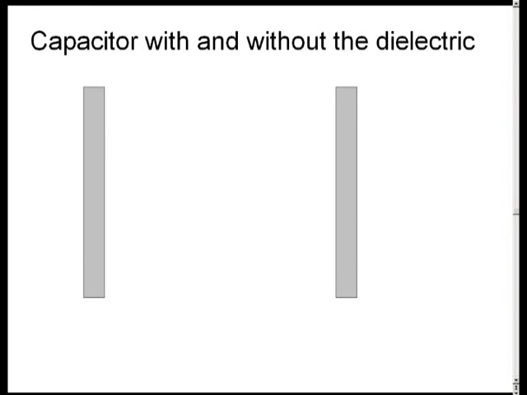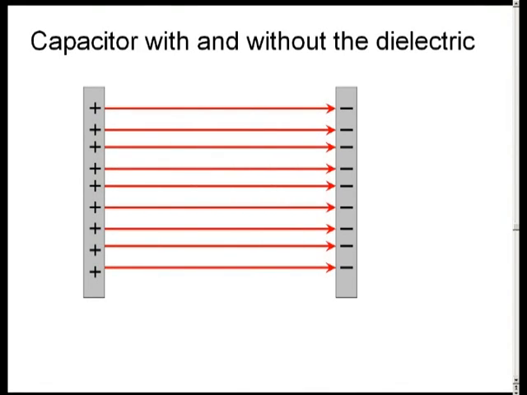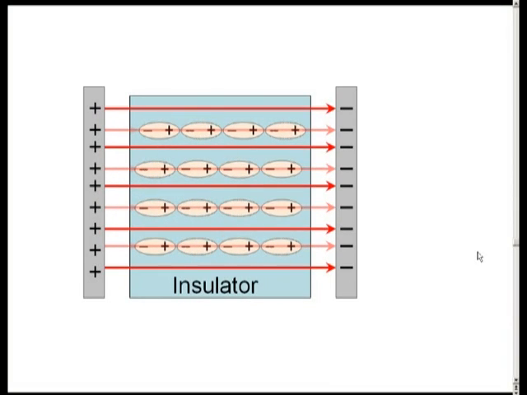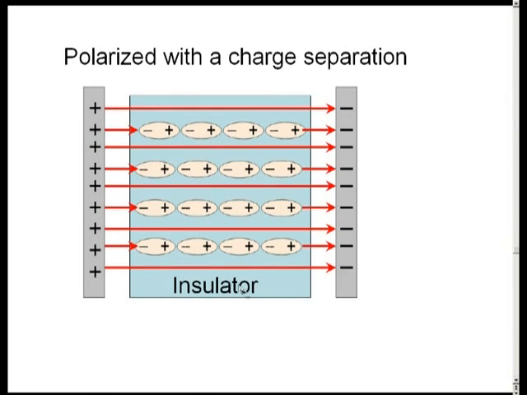So let's look at how this works. Here's a capacitor. We have our basic parallel plates. We are building up a charge on them, and in between the charges is an electric field that goes from plus to minus. When we put the dielectric inside there, the dielectric is an insulator, and that means all of the atoms are randomly spaced and the electrons are not allowed to move. However, the atoms can rotate, so their negatives are lining up with the electric field. We say that the insulator is polarized with a charge separation.